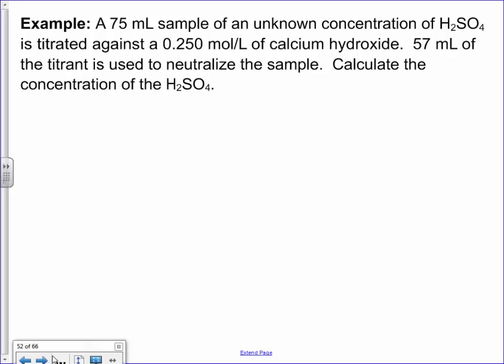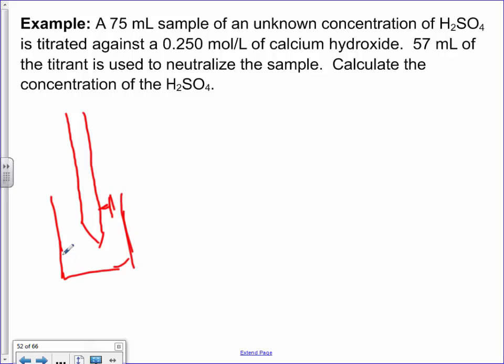Last one. You have a sample of unknown H2SO4. So again, I always recommend just draw out a picture just to get started. You need to have a burette. You need some sort of flask. And it says that your unknown, again, it's not unknown in terms of what it is. We know that it's H2SO4. What we just don't know is its moles per liter. We don't know its concentration. But we do know how much there is because there's 75 milliliters.